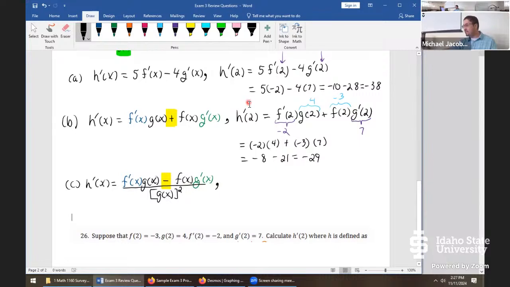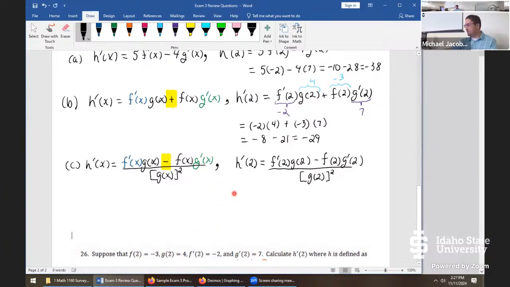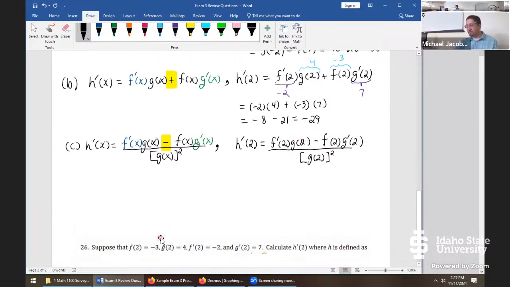Now we're going to evaluate h prime of 2 like on the other problems. But that's just a matter of plugging in the information. So first, let's just rewrite this and indicate everything is evaluated at x is 2 now. So f prime of 2, g of 2 minus f of 2, g prime of 2, all of which is divided by g of 2 squared. Scroll down a little bit more. So last thing to do is just come down here, plug in the relevant information.